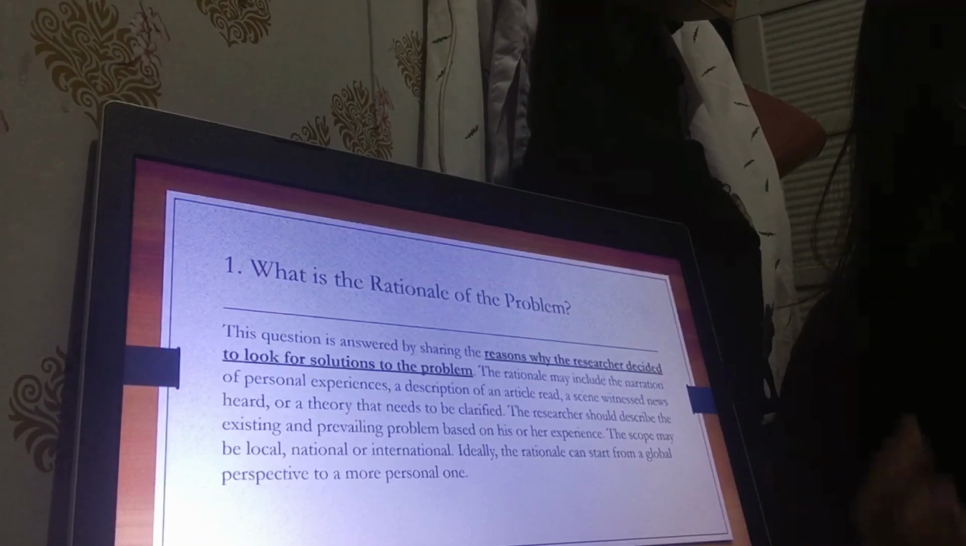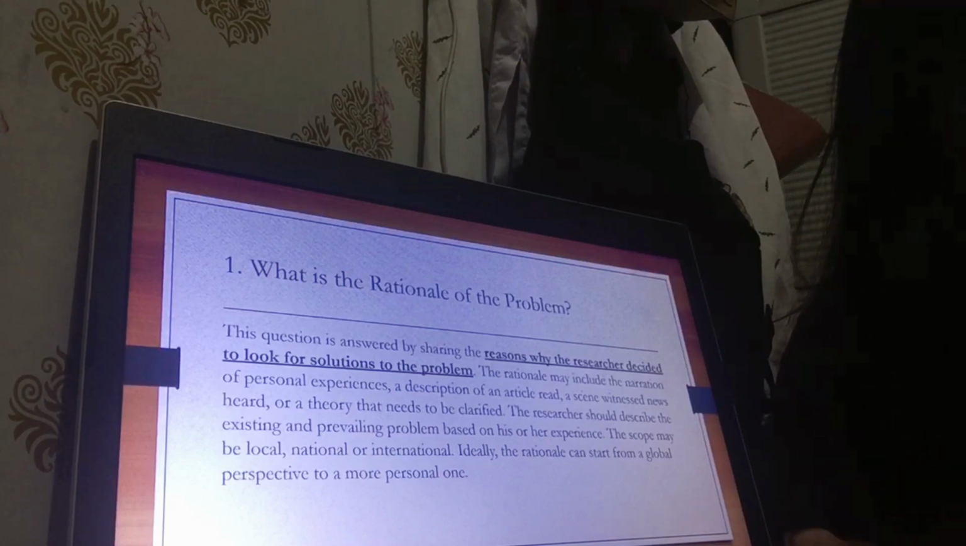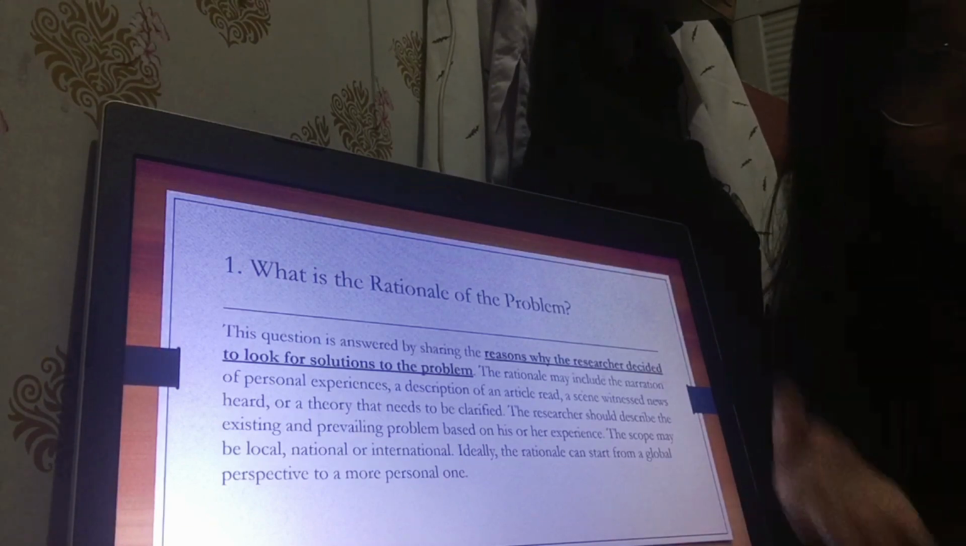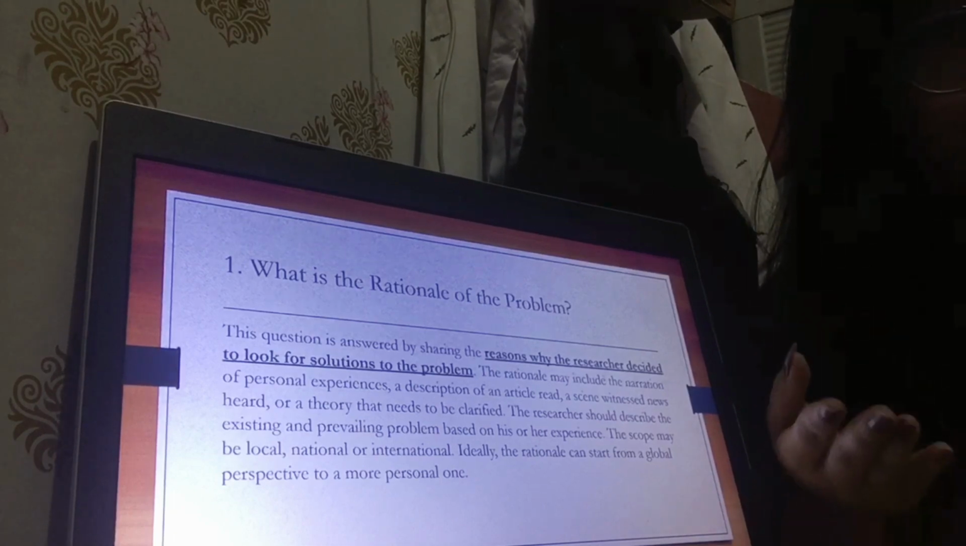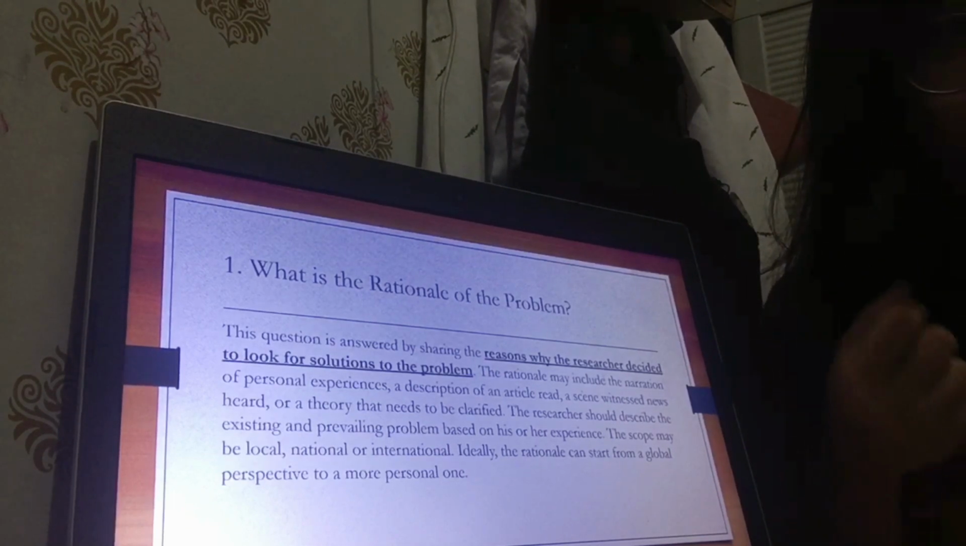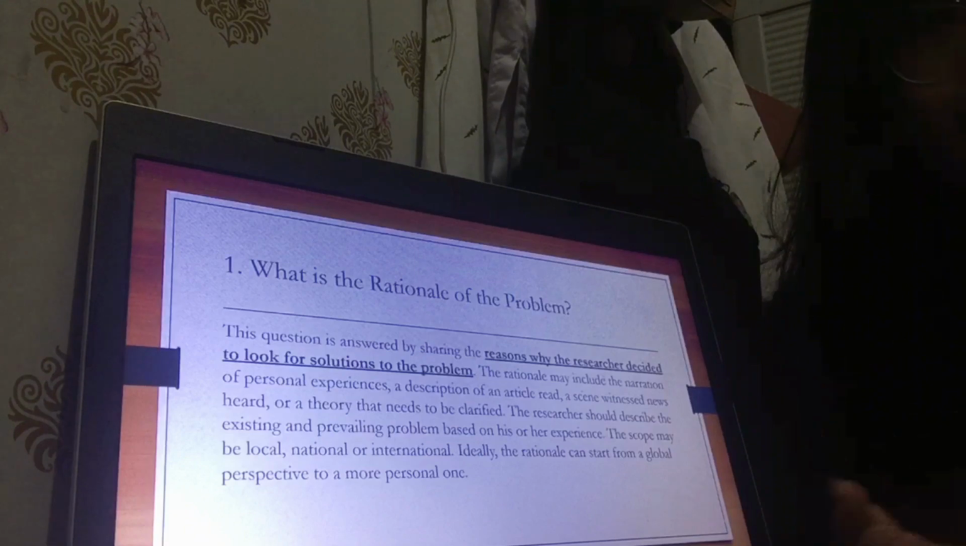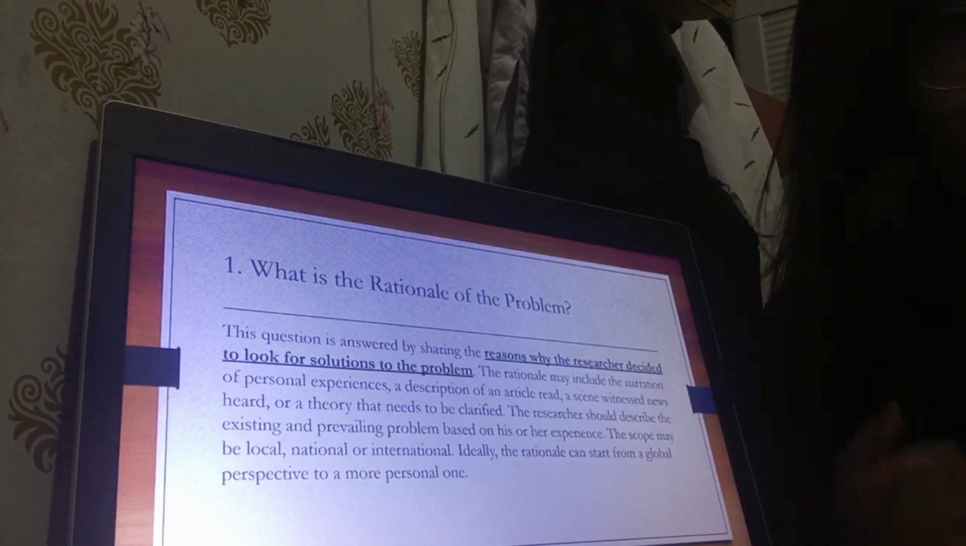This could be based on something you observed, read, heard on the news, or a theory you want to understand better. It's something happening locally, nationally or internationally. This helps to set the context for why the research is important.